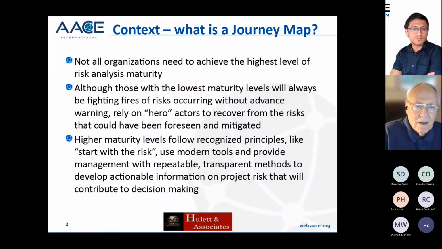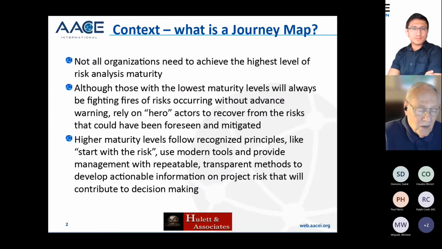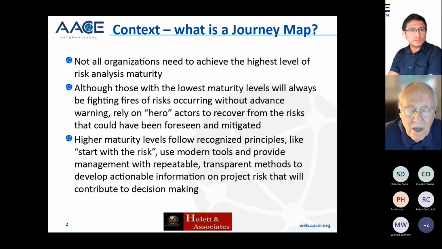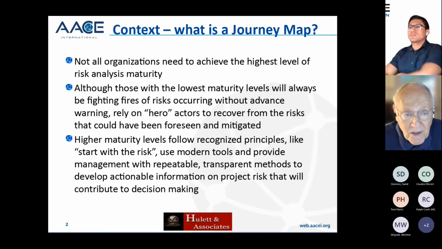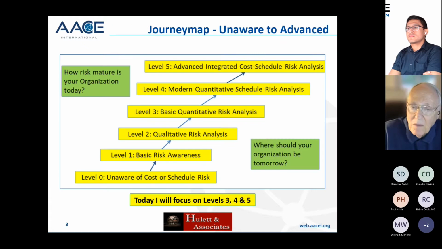There we go. Okay. What is a journey map? Well, this is a term that was developed by a fellow who had got me to do some consulting on risk analysis maturity for Petronas in Kuala Lumpur, Malaysia, and he used the term, and I thought that's a really very good term. So we have used that for the title of this, and I want to show you what my journey map is made up of. This is a schedule risk analysis maturity model.